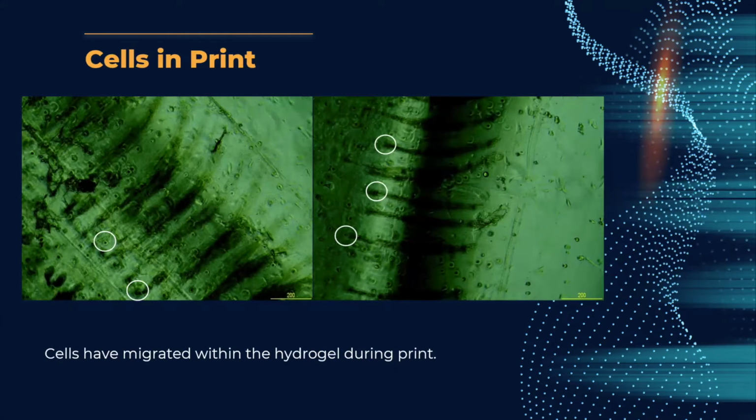Okay, so here in this other picture, we actually were able to print with cells and observe how the cells reacted within the hydrogel. And so here, as you can see, there are these white circles, and these show how the cells have migrated from this internal point to the outside. And so that created these little channels in our hydrogel. And so these were also taken with our fluorescence microscope.